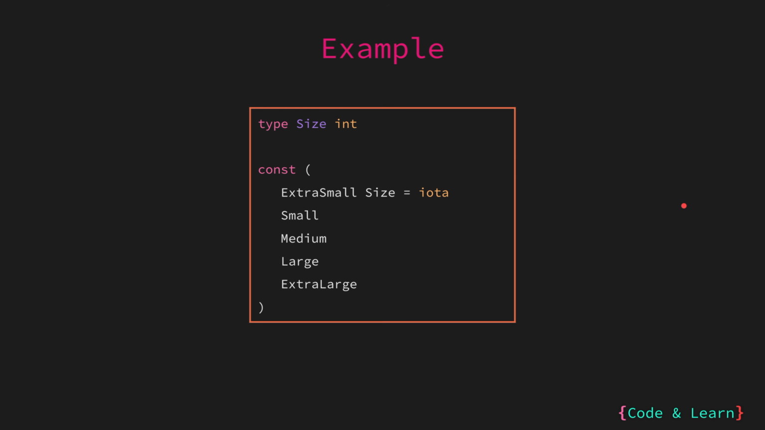Here we have a short code example of using Iota. First, we declare a new type derived from int. The new type is size, and then inside the constant declaration, the first constant, we say extra small is of size type and then assign value Iota. Then small, medium, large, extra large will be automatically assigned value of 1, 2, 3, 4 when the compiler sees that extra small has a value of Iota. And in this case, extra small will get a value of 0. Let us look at this with an example.